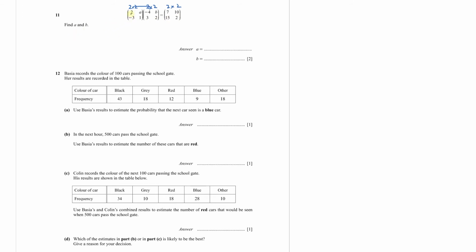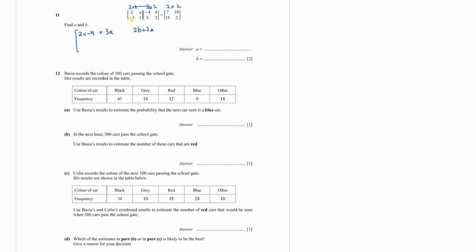So let's start the multiplication. First, we multiply the first row with the first column. This will be 2 times minus 4 plus 3a. Since you are multiplying the first row and first column, this will be the value in the first row, first column of the resultant matrix. Then you multiply the first row with the second column, and you get 2b plus 2a. So you're getting the value in the first row, second column of the matrix.